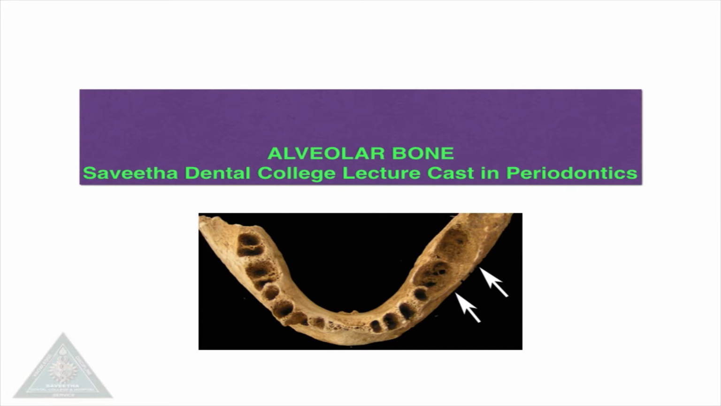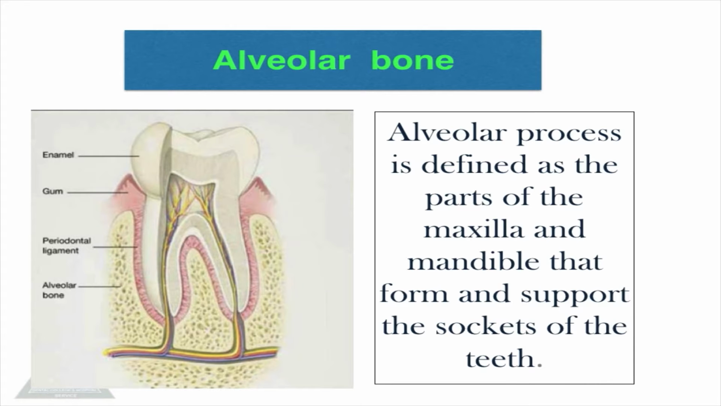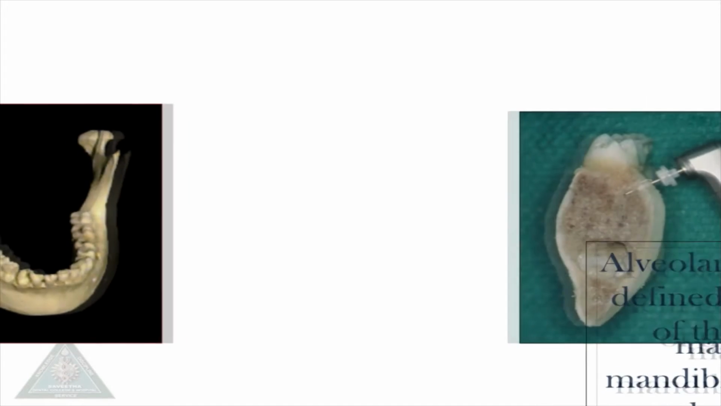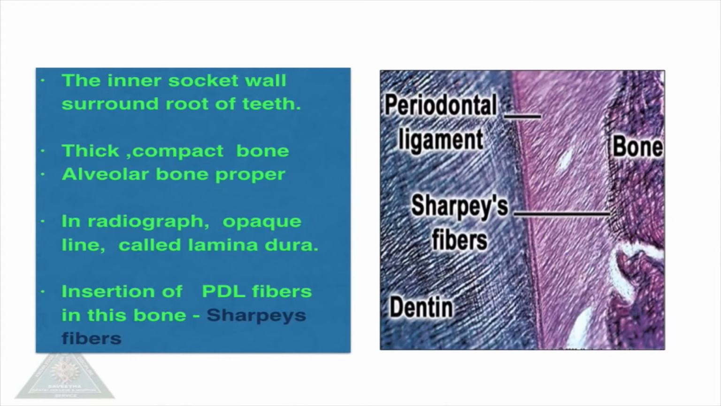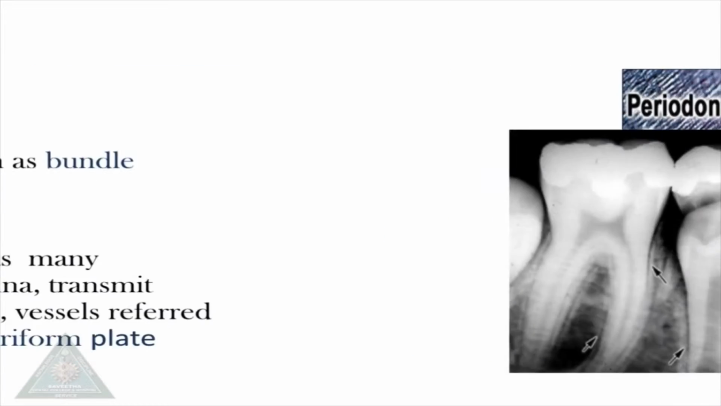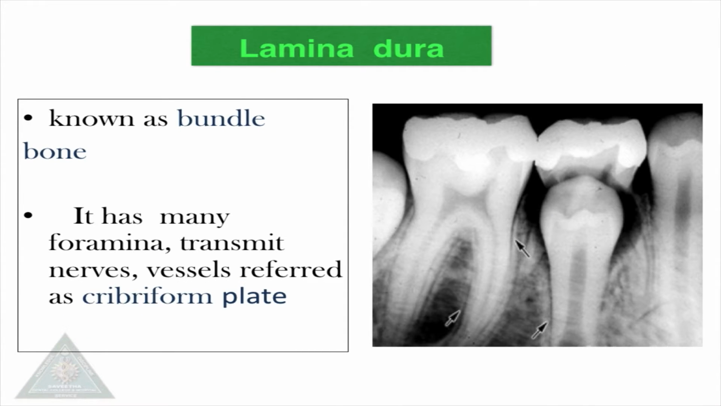Let us see about alveolar bone. Alveolar process is defined as the parts of the maxilla and mandible that form and support the sockets of the teeth. The inner socket wall is a thick compact bone known as alveolar bone proper. Radiographically, it appears as a thick radio-opaque line known as lamina dura.